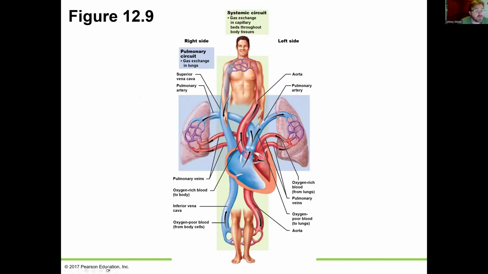So here you can see the right and the left side are our pulmonary and systemic circuits. And you can see how those are going to be traveling. So we leave the heart, get re-oxygenated at the lungs, return to the heart, then get pumped into the systemic circuit before returning to the pulmonary circuit.